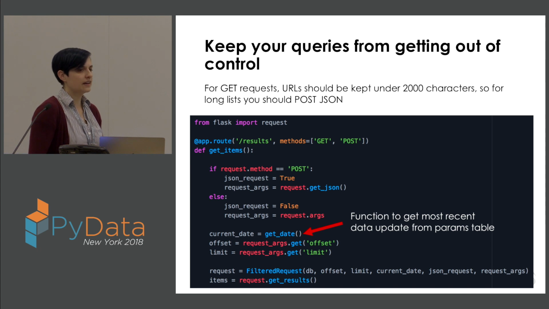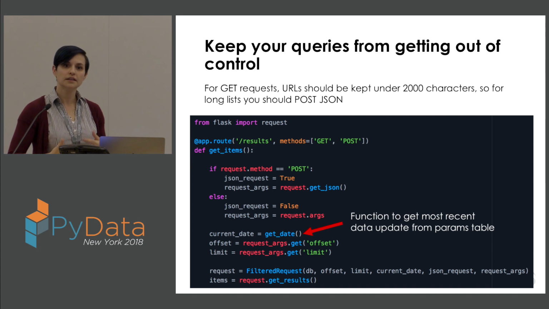And then you can parse that out in Flask and then create this request object that's one of these filtered requests. So if you see here, there's request args, there's the current date. I'm using that get date function to figure out what date I want in my SQL queries. I'm getting the offset and the limit from the user, and then building this request. And then let's say the filtered request class has a get results function. So like I'm just using that to get what I'm going to return to the user.